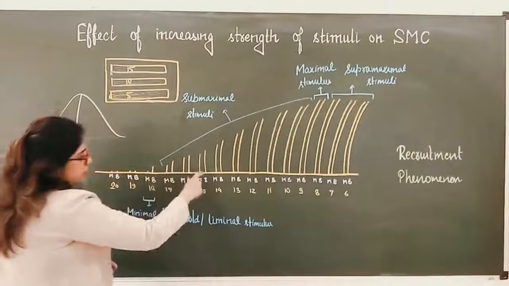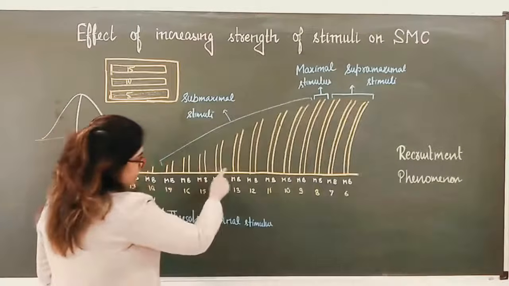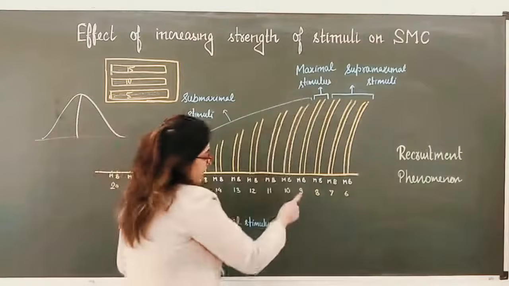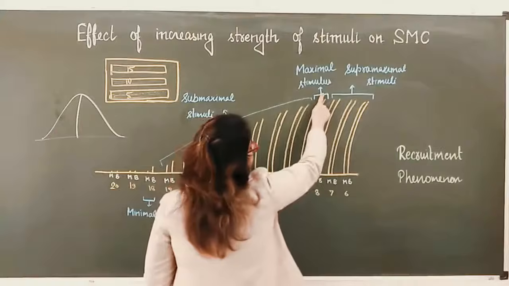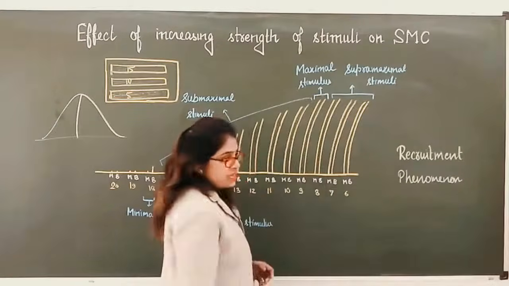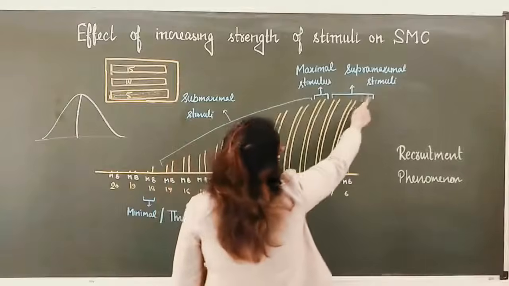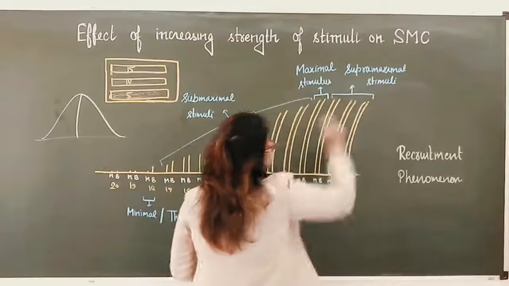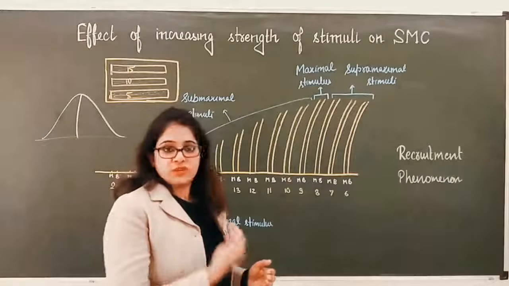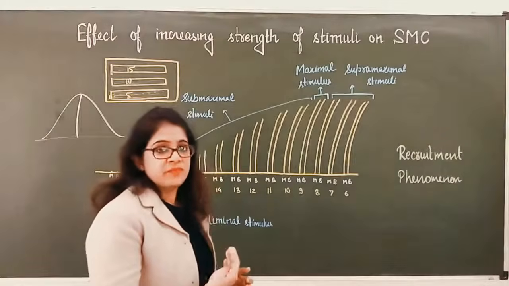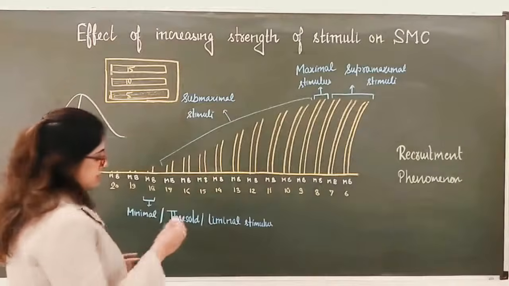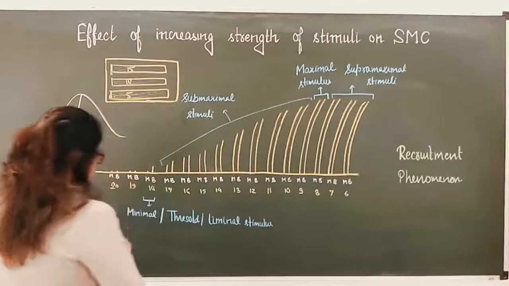But then we kept on increasing the strength of stimuli, and the force of contraction kept on increasing. At one point it was maximum. After that we kept on increasing the strength of stimuli, but there was no change in the force of contraction of the muscle. Why? Because already all the motor units have been recruited, have been added. So the examiner may ask you the definition.